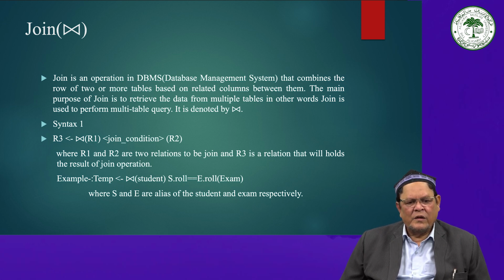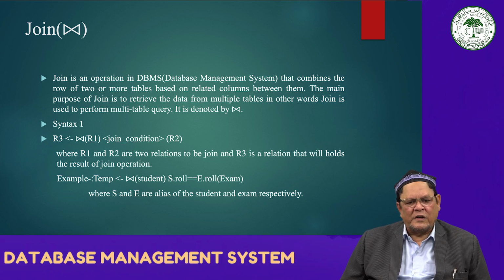A join in a database management system refers to the operation of combining rows from two or more tables based on the related column between them. This operation is crucial for querying and retrieving data from relational databases, where information is often distributed across multiple tables.